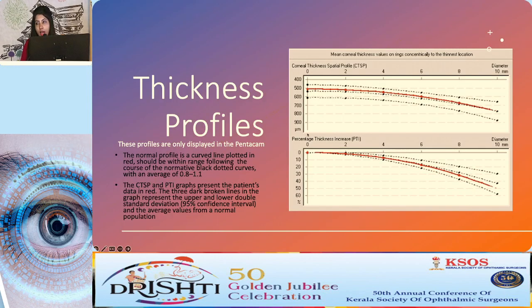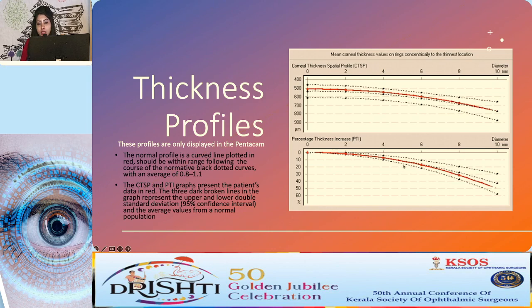Coming to the graph which is there in the Pentacam. This is a thickness profile graph. There are two values in that, the corneal thickness spatial profile and the percentage thickness profile. And there are 3 dotted lines. The center dotted line is the one that is normal. Above and below are 2 standard deviations above and below the normal. Whatever is there in red is the tested cornea's value. Ideally it should coincide with the normal center one.